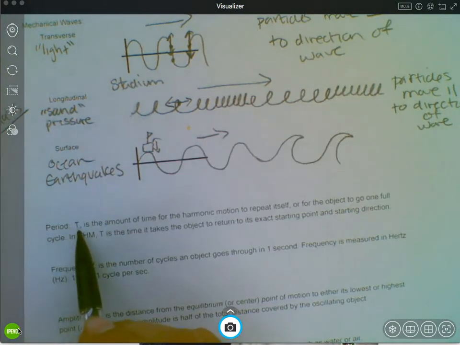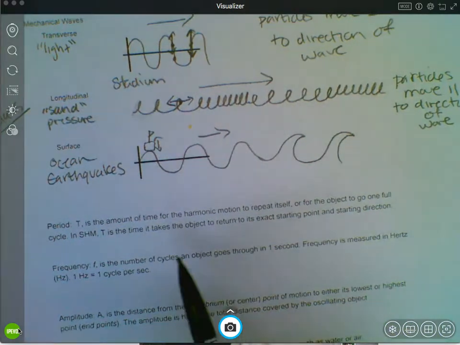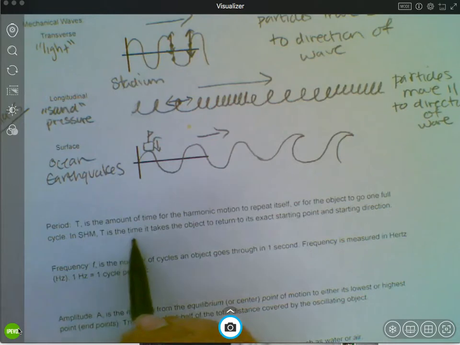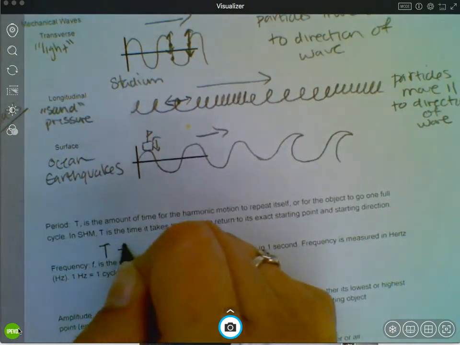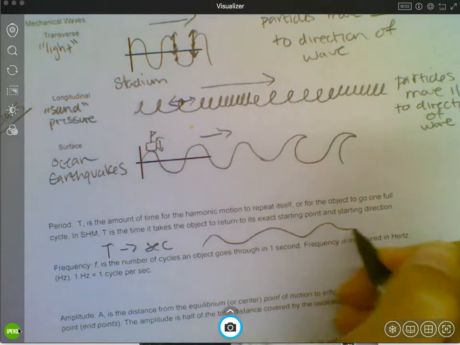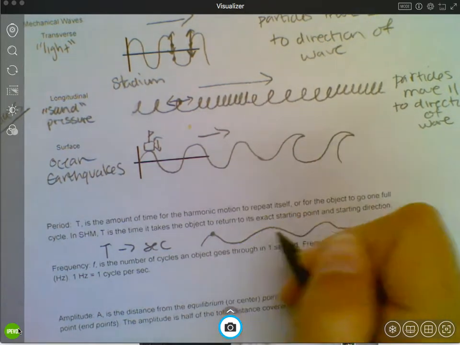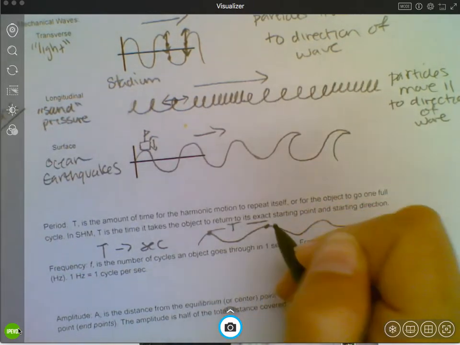All right, just to make sure you guys have these main pieces of vocab. Period, T, is the amount of time for a harmonic motion to repeat itself or for the object to go one full cycle. In simple harmonic motion, T is the time it takes the object to return to its exact starting point and starting direction. Okay? So, and we measure it in seconds. And the period would be like if you had a wave, it'd be like the time between here and here. Okay?